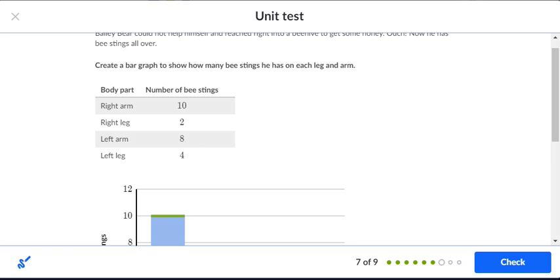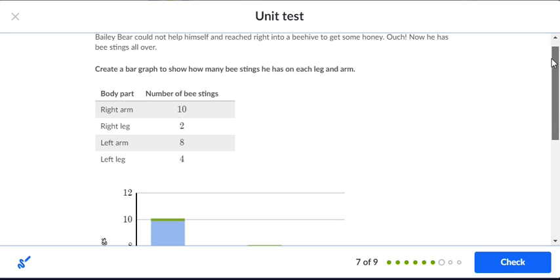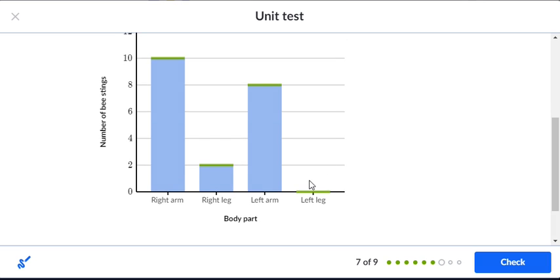Left arm. The left arm is at 8. So let's extend this up to 8 and stop. And then the left leg is at 4. We extend up and stop. So all these fell on exactly an exact number, such as 2, such as 4, such as 8, and 10. So let's check it.